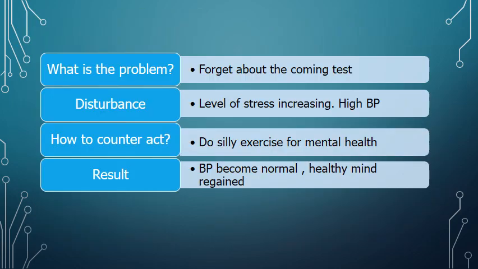Okay, secara briefnya, apakah masalah kita? Kita lupa, forget about the coming test. So, disturbance, gangguan yang berlaku dalam kehidupan kita, level of stress increasing, high blood pressure. So, macam mana kita nak counteract the increasing in high blood pressure kita? Macam mana kita nak counteract the increasing in stress level? So, kita buat silly exercise untuk mental health. So, as a result, what happen? Blood pressure become normal, healthy mind regain. Okay, so the same thing. So setiap kali kita ada stress, setiap kali ada gangguan dalam kehidupan kita, kita cuba untuk counteractkan kembali that gangguan supaya kita boleh come back to our normal self.